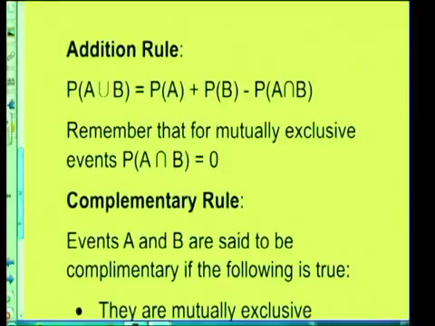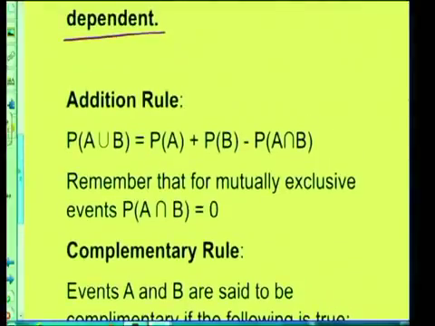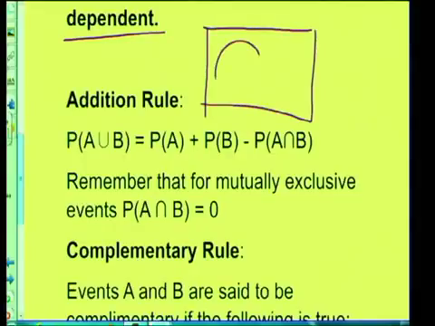Right, and then we have the addition rule, which you might remember from last year. It says the probability of A union B is equal to the probability of A added to the probability of B minus the probability of A intersection B. The easiest way to explain this is to use a Venn diagram. So I'm going to put a Venn diagram up here and show you what I'm talking about. So let's say that's A and that's B. Now, I'm saying A union B.